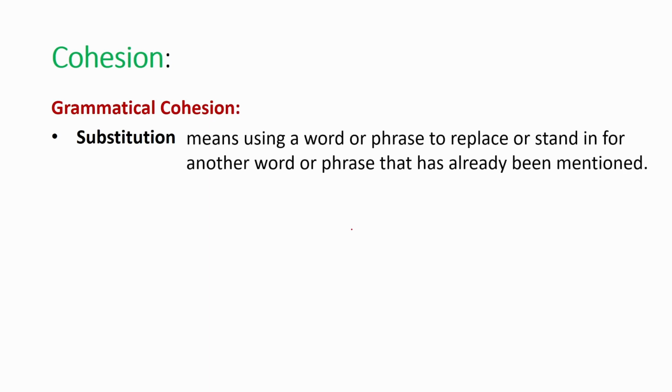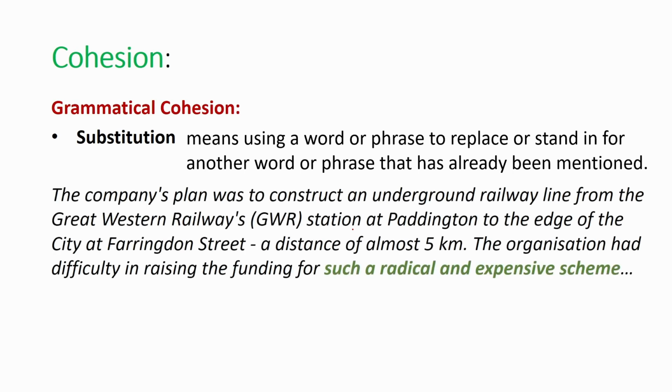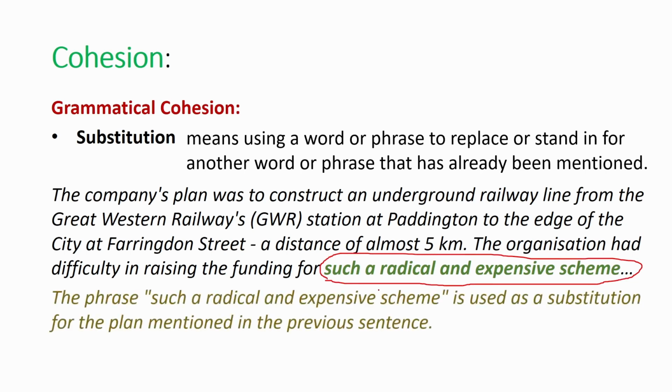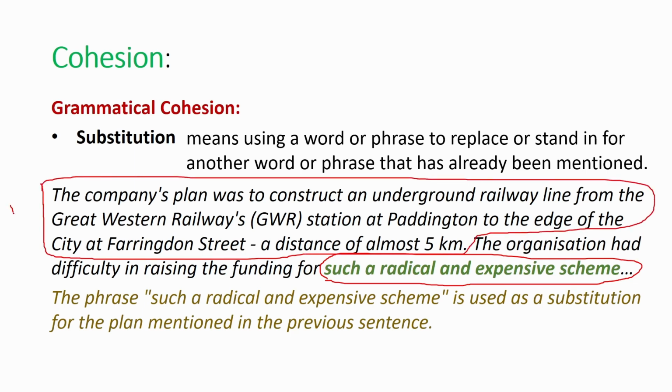So next part we have substitution. Substitution means using a word or phrase to replace or stand in for another word or phrase that has been mentioned. Read this example. All right, here at the end of the paragraph we have such a radical and expensive scheme and so on. So the phrase such a radical and expensive scheme is used as a substitution for the plan mentioned in the previous sentence. So the writer, in order to avoid repeating the whole part about the plan, just simply used this phrase, such a radical and expensive scheme.